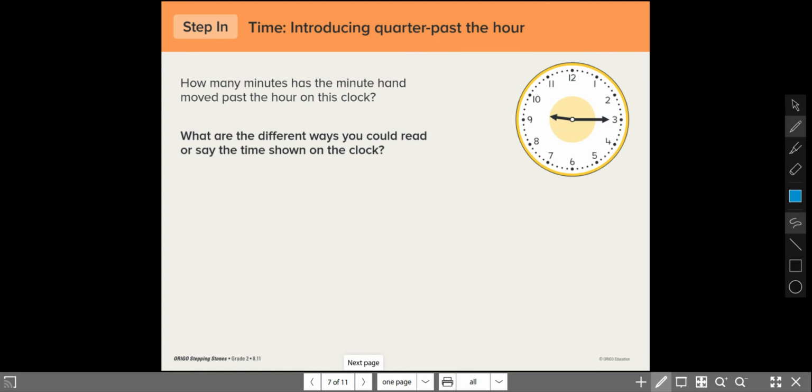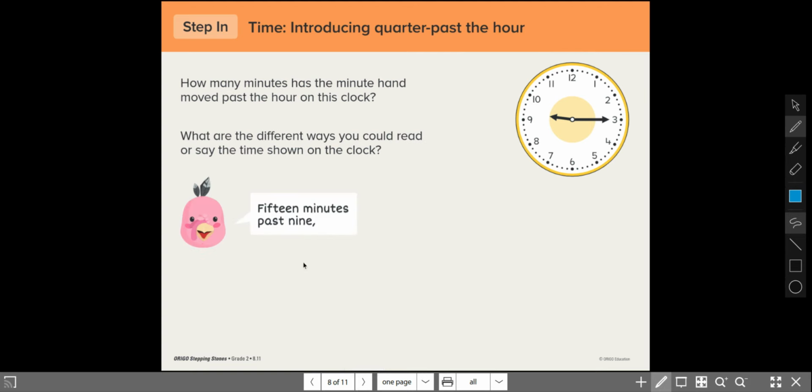What are some different ways you could read or say the time shown on the clock? Well, we already talked about this. One thing we could say is 15 minutes past 9, or we could say 9:15, or we could say quarter past 9.